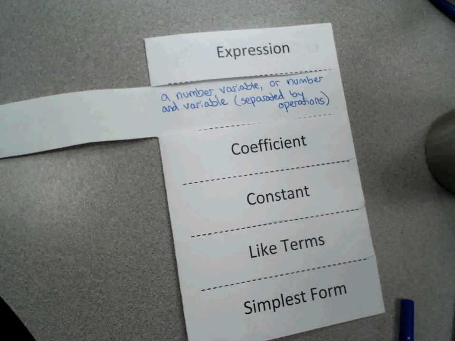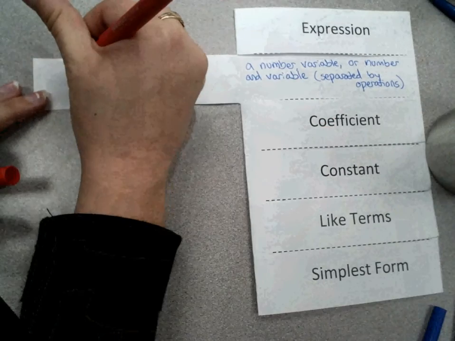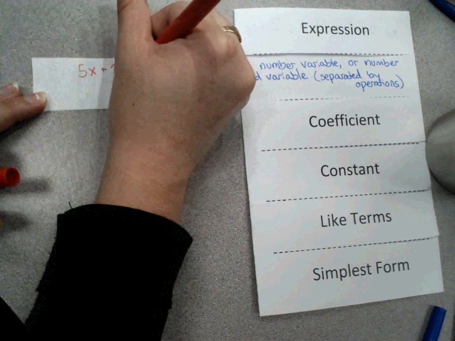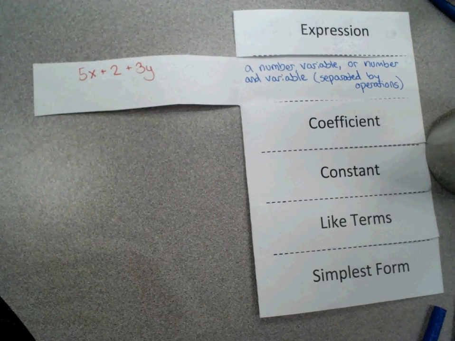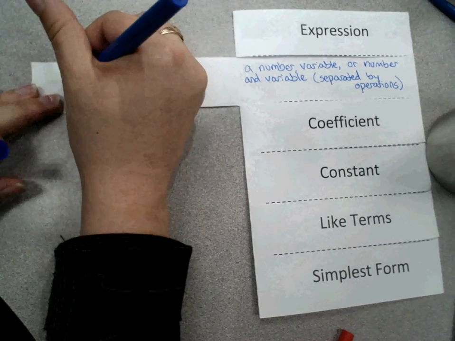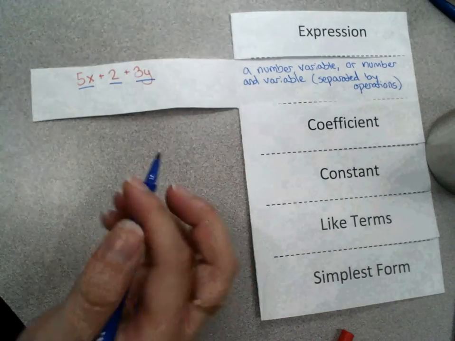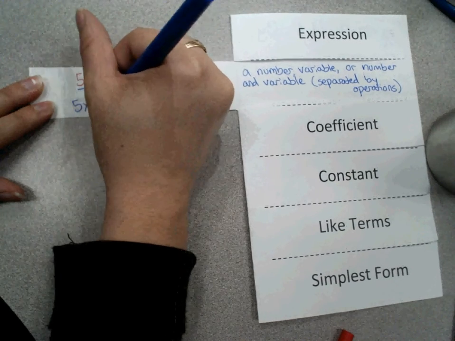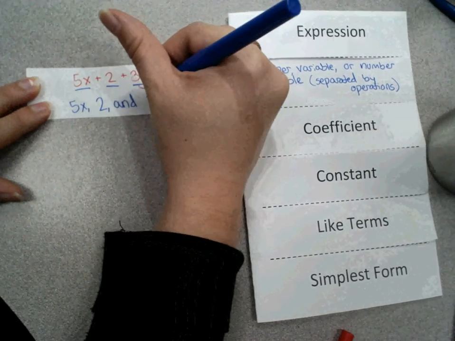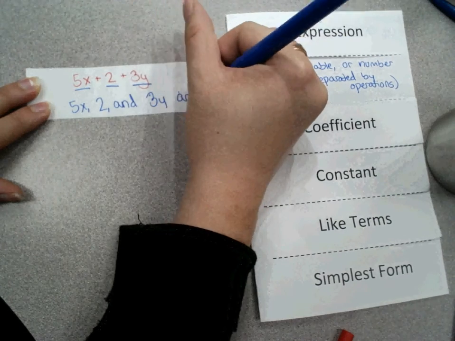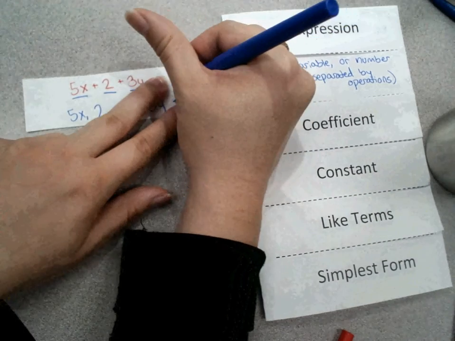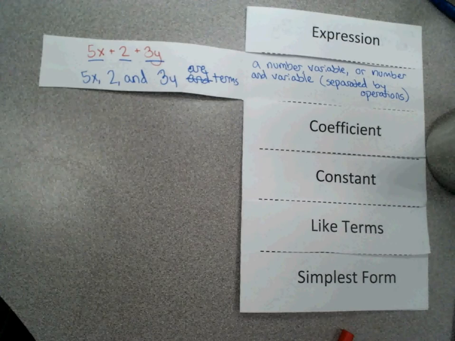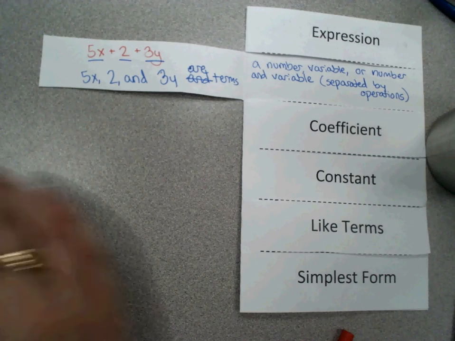So for example, if we were to have something like 5x plus 2 plus 3y, see how there's an operation, plus, in between everything? So this, and this, they're all terms because they're separated by that plus sign. So 5x, 2, and 3y are terms. Oh, sorry. I meant to put are, not and. So 5x, 2, and 3y are terms.